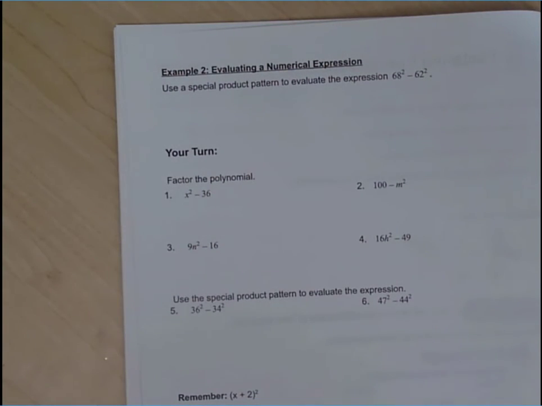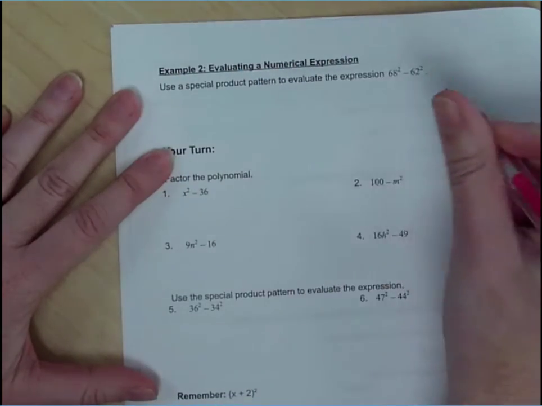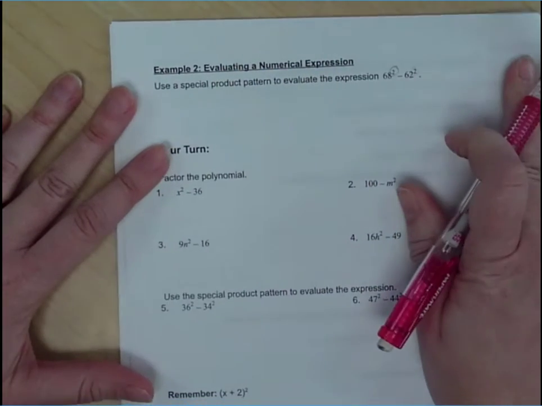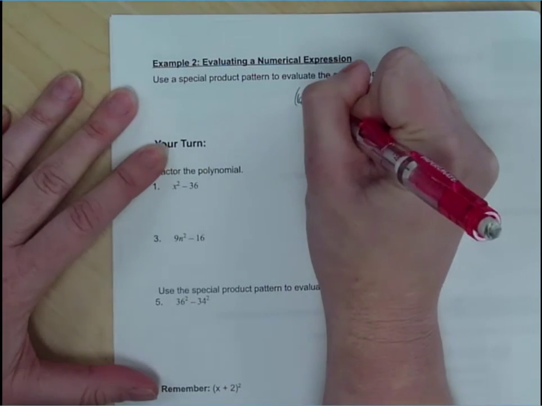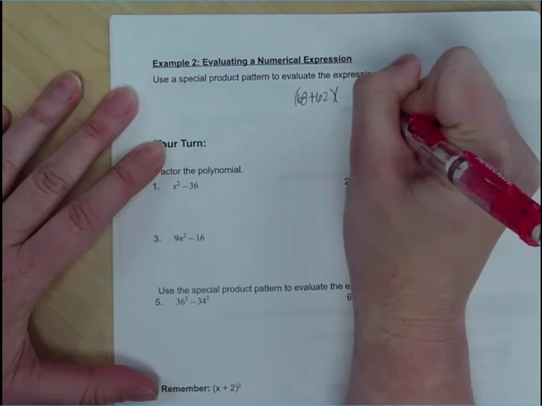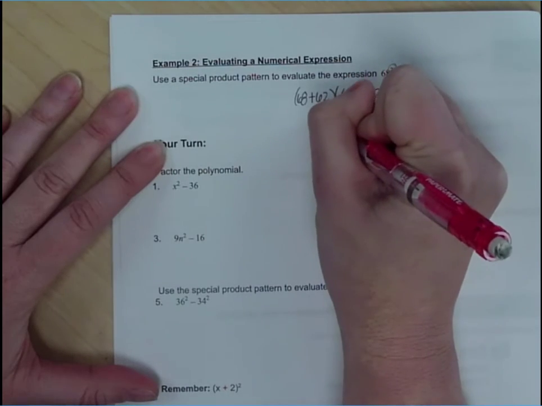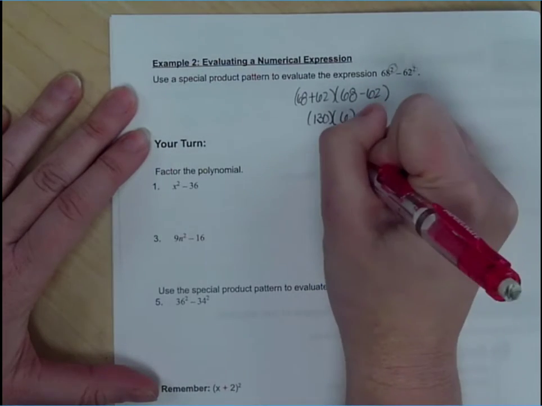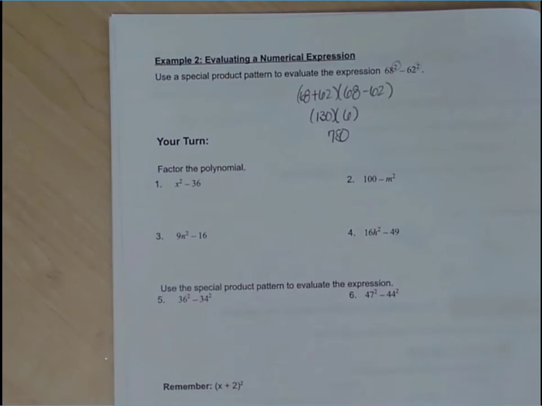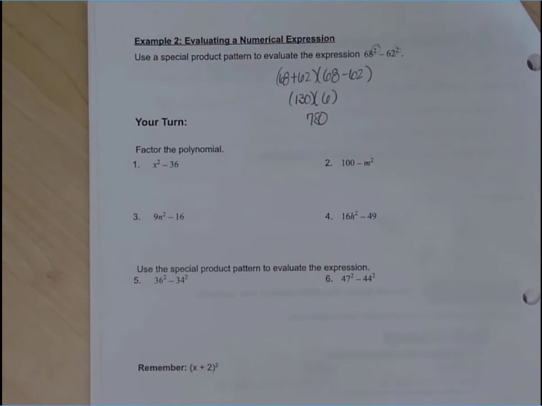Now, how could I use that information to help me solve a problem like this? Well, since these are both squared, the square roots of those would be 68 and 62. So I could do 68 plus 62 times 68 minus 62, which would give me 130 times 6, which would give me a final answer of 780. Go ahead and hit pause and try the next 6 on your own.